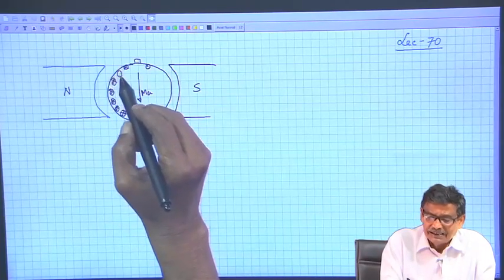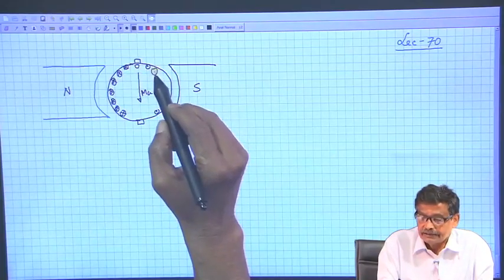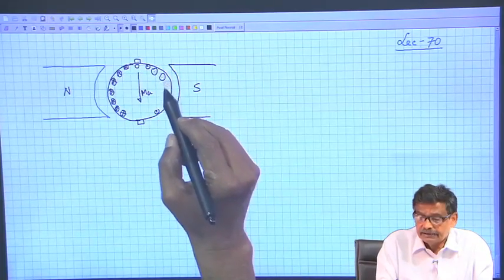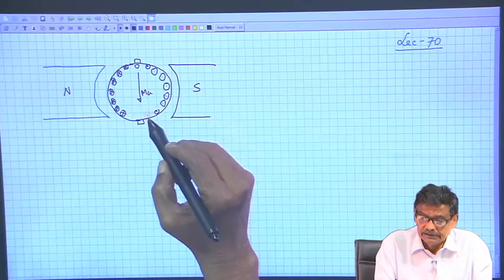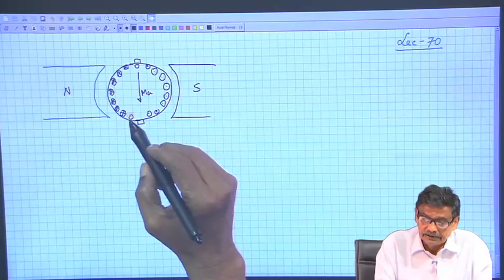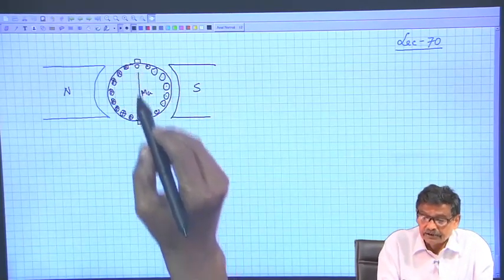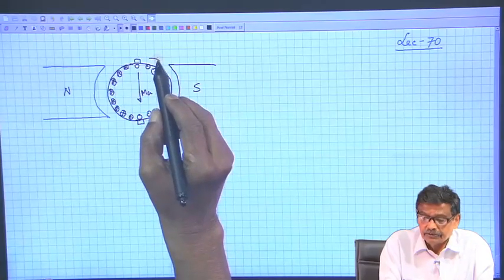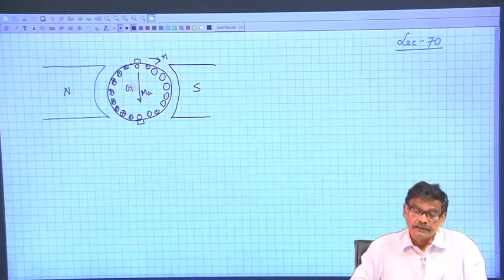I will slightly digress because I cannot resist saying another interesting thing. I told you that these are dots, these are crosses, and this coil is now undergoing commutation. The direction of rotation I assumed like this, generator mode.